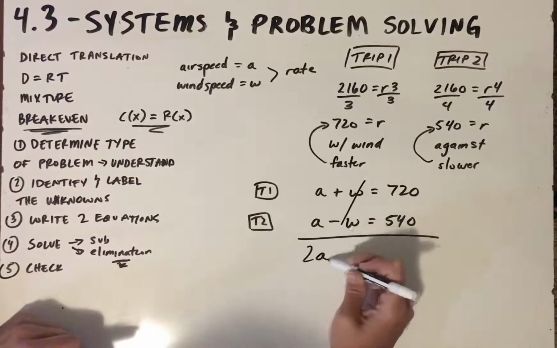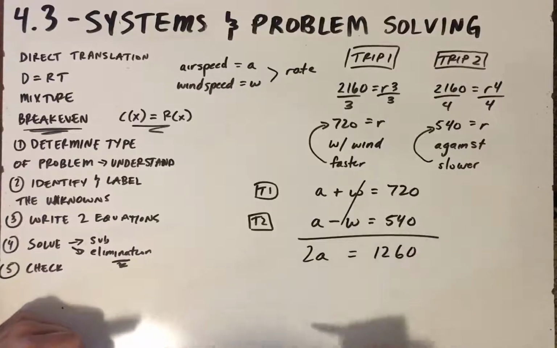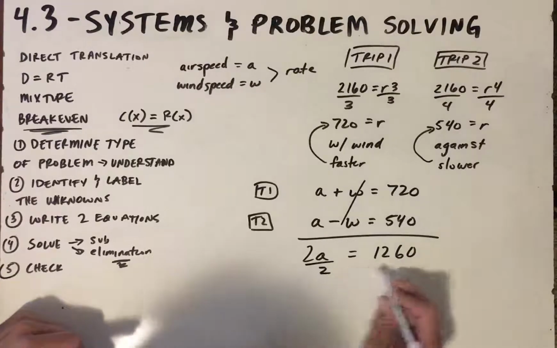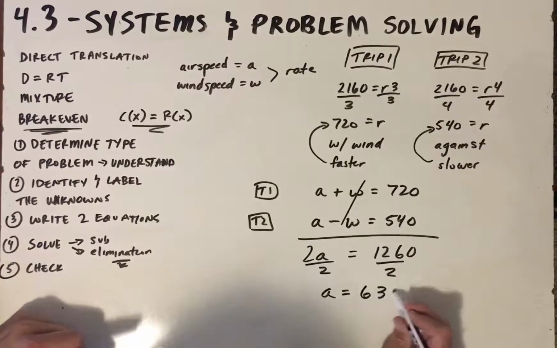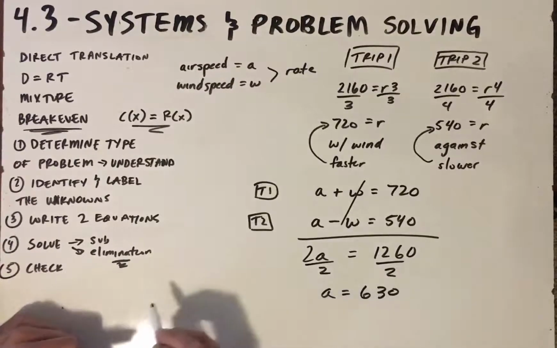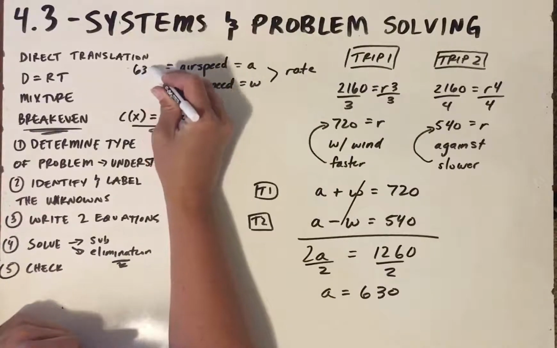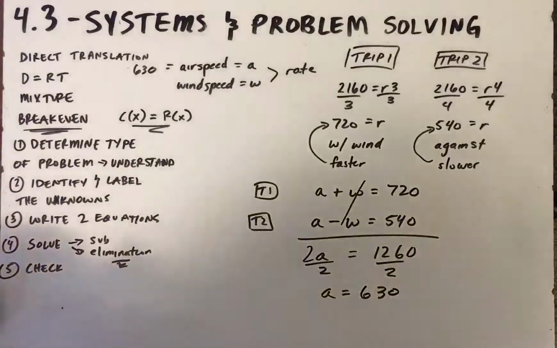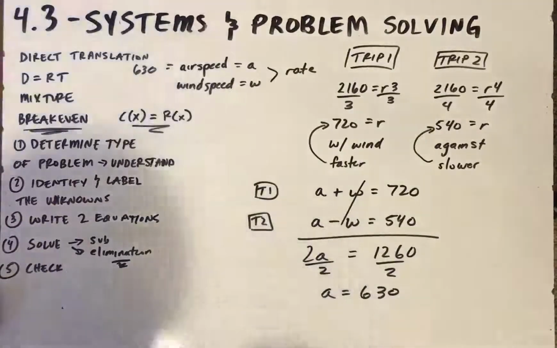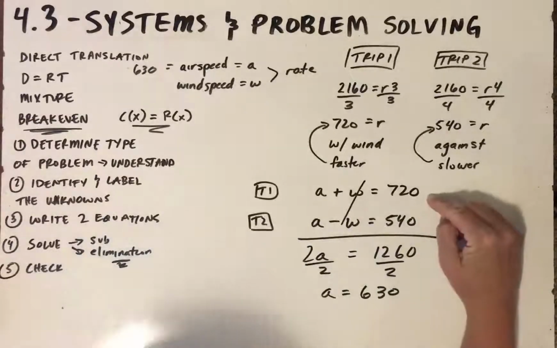So I'll get a 2A here, and that is equal to 1260. When I divide by 2, I get that the airspeed here is 630. Again, the airspeed is 630, so I know that the actual speed of the plane is 630 miles an hour. But when the wind is going against me, I'm going to go slower, and when the wind is going with me, I'm going to go faster.